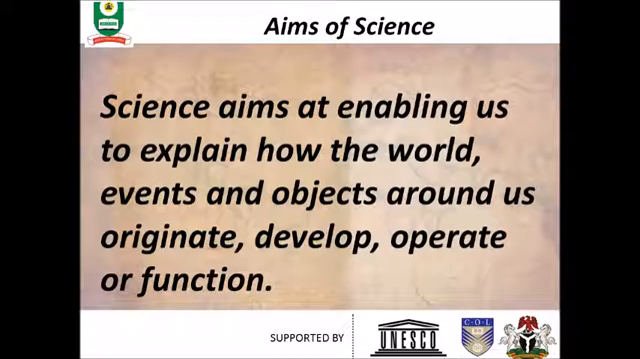Thus, we can say that science aims at enabling us to explain the world around us. Also, it enables us to explain events and objects around us and how they originate, develop, operate, or function. It also helps us to predict how they will behave in future, and thus enables us to control the behavior of the things around us once we are able to develop appropriate instruments for such control.